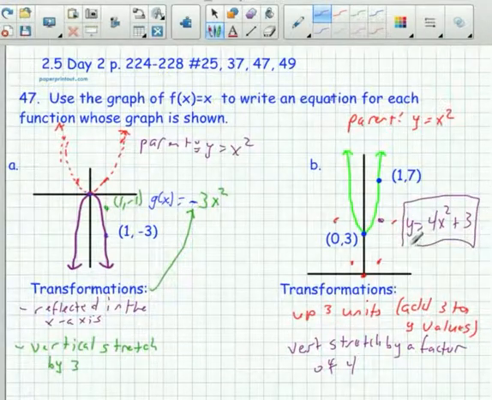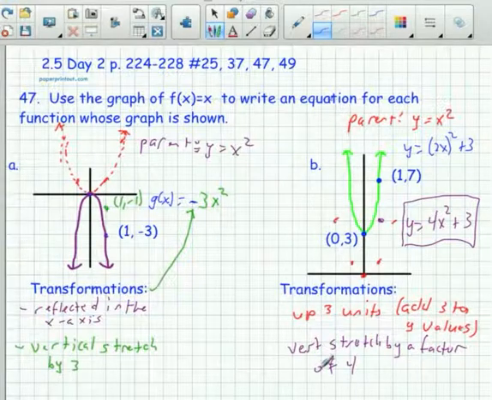Some of you may also see this as a horizontal shrink. And you can see that normally if we go up 4, like we're doing here, we would go right 2, right? In the parent function, the point is right 2 up 4, but now we're going right 1 and up 4. So this could be also thought of as a horizontal shrink by a factor of 2, and that would be y equals (2x) squared plus 3, but these are equivalent.